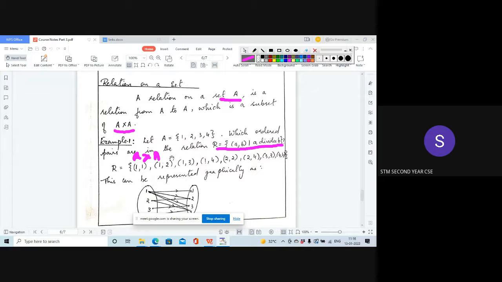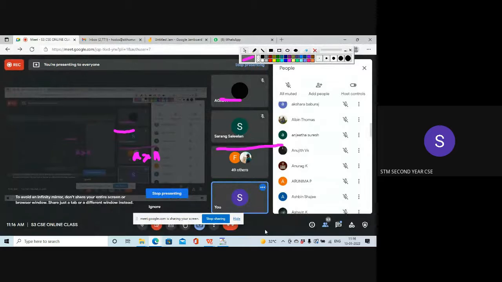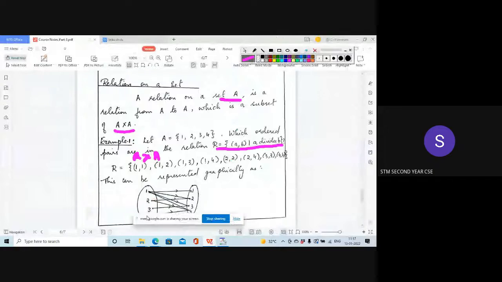Here also you have to write A cross A, and from A cross A you will get a set of ordered pairs. How many ordered pairs will be there in A cross A if A has 4 elements? 16, isn't it? 4 into 4, 16 elements will be there.